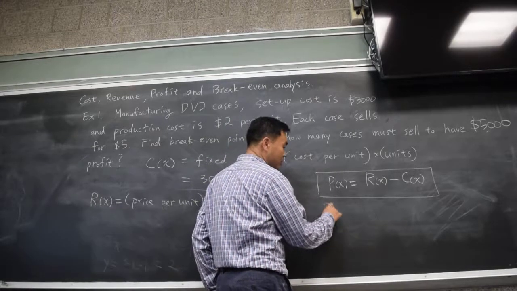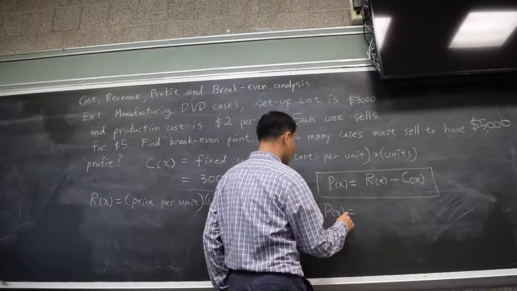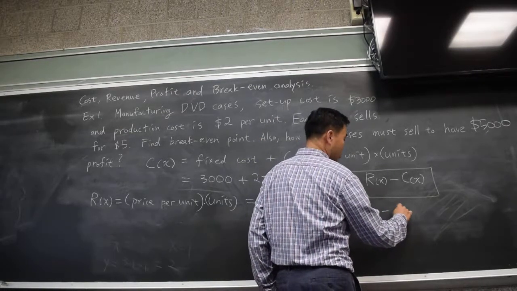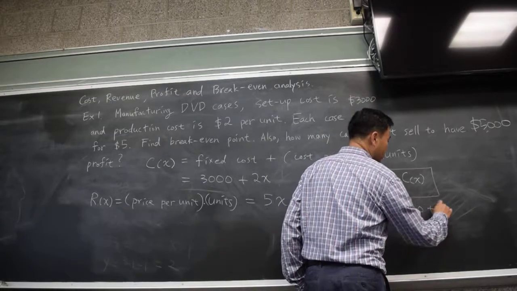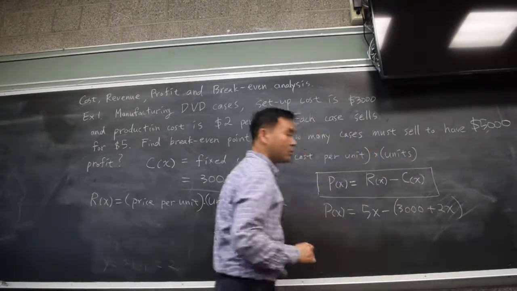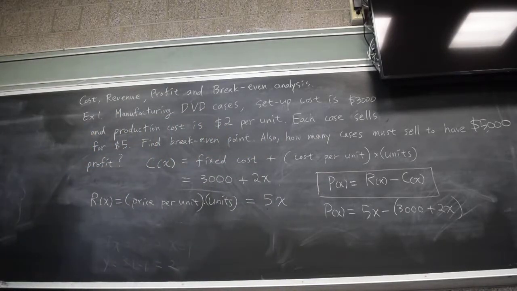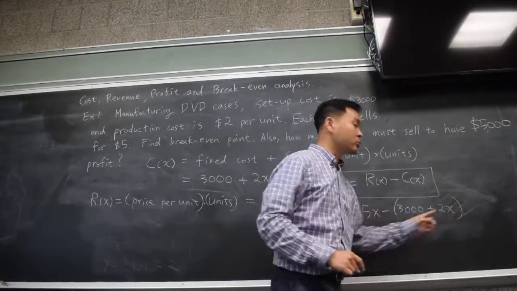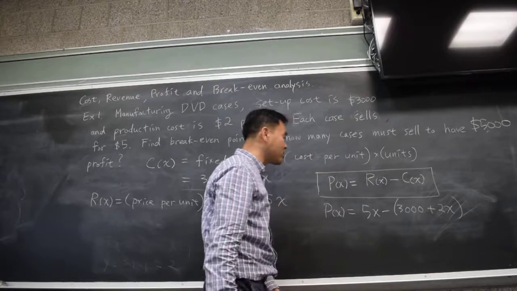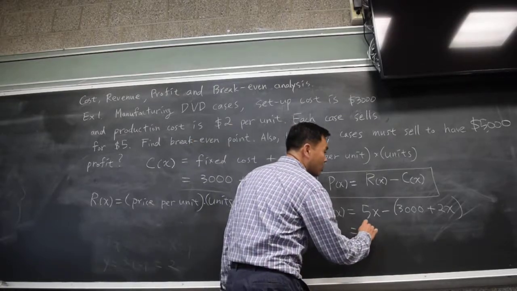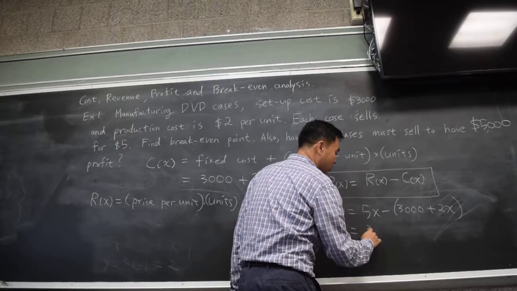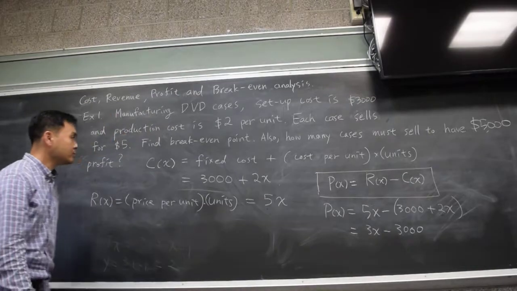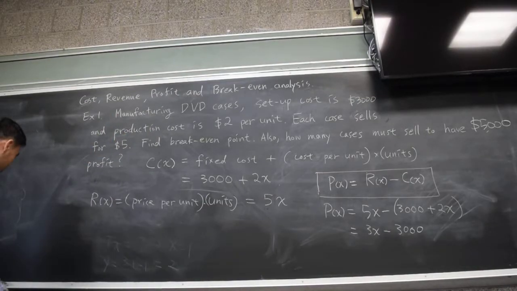You now have P of x equal to 5x minus the 3,000 plus 2x. When you do this, make sure you don't mess up by forgetting the parentheses. You're subtracting 3,000 plus 2x as a whole, so you need this parenthesis. Once you have that, now you have 5x minus 2x, that's 3x minus 3,000. So that's your profit. We're almost there.